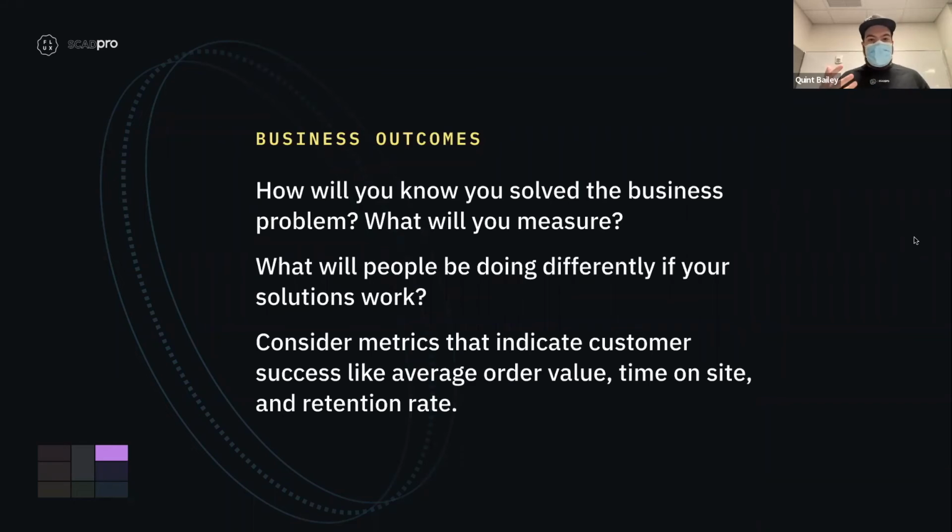And then also metrics that you have, like customer success, average order value, time on site, and retention rate. Those are all very technical things, but even that can be a really good metric for you. So that when you go through it, you can say, okay, we're hitting this target, we're hitting that target, we can tell that our solution worked. If you don't do this, it'll be really difficult to tell whether or not your solution is working. You'll see some people changed, but some people didn't, and you'll wonder, am I just in a bubble? So it's important to set this criteria up in the beginning.